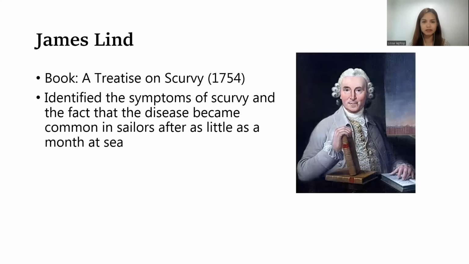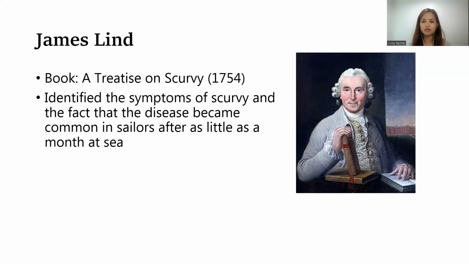Next is James Lind. In the year 1754, he wrote the book, A Treatise on Scurvy. He was able to identify the symptoms of scurvy and the fact that the disease became common in sailors after as little as a month at sea. Lind pointed out that the months most common to scurvy were April, May, and June. He also observed that cold, rainy, foggy, and thick weather were often present.